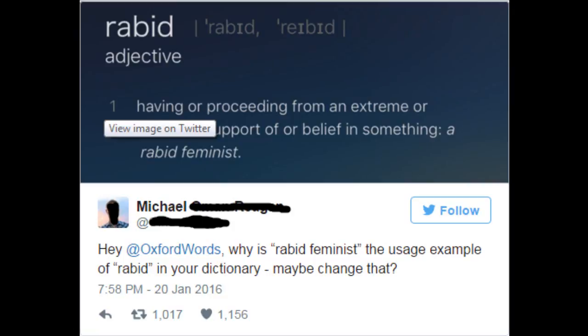You want to just kind of point out the obvious here, or should I? You go ahead and start. I've got a few things to say on it. Okay, well, first of all, because a rabid feminist is attacking the example sentence in a dictionary. That's why rabid feminist is the usage example. Just pointing that out. It's a bit ironic, I think.